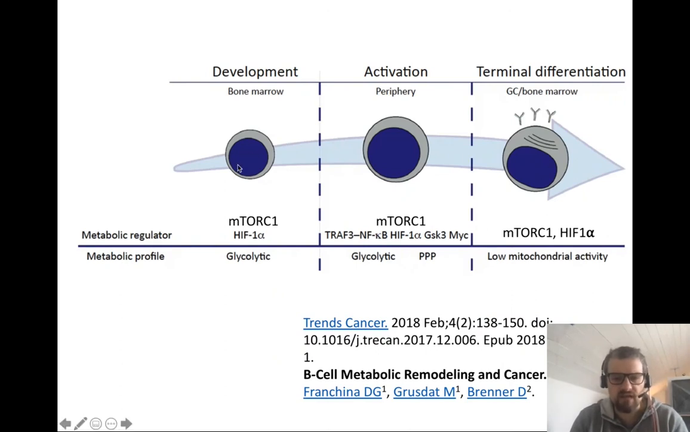There's a very nice review you can have a look at if you want more information, discussing all these metabolic regulators and metabolic fluxes during the different stages of B cell development, from the bone marrow to peripheral activation and terminal differentiation. And of course, we now think about these as key metabolic regulators, but before we were even focusing on metabolism, we already knew that some of these signaling molecules were important for the function of lymphocytes.